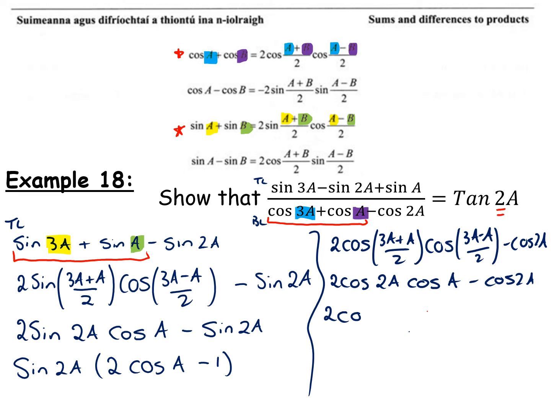So we get 2 cos, we have a cos of 2a that is common. So we pull that out in front, and we're left with 2 cos a minus 1. Now we can bring our fraction back together. So there's my bottom line. So my top line, bottom line, there's my top line, bottom line.